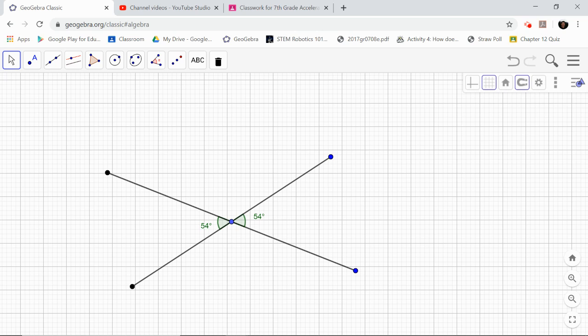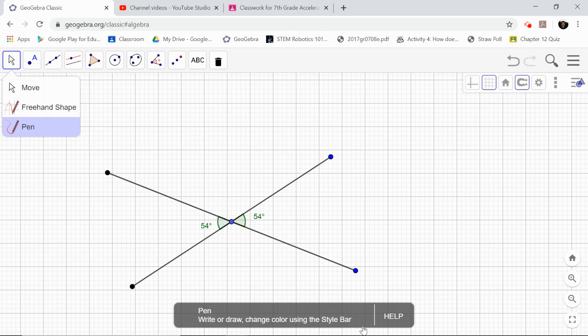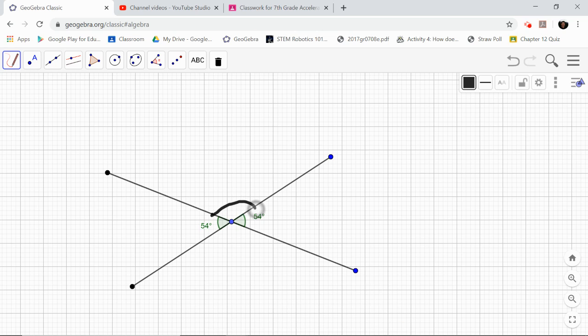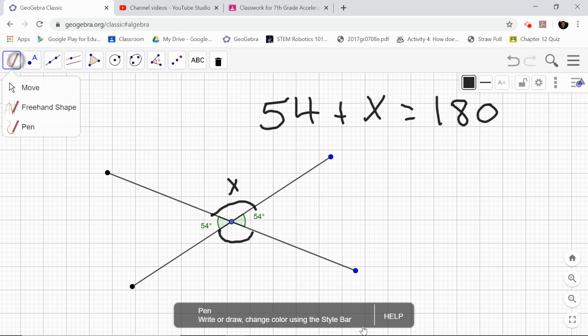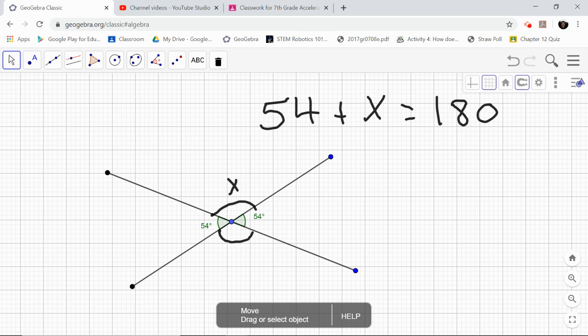They have the same measurement. And, knowing what we know about supplementary angles, we could also find this angle right here. Let's call this angle X. I know that 54 plus X has to be equal to 180, and we could easily solve for X. That would be the same as this angle here, because these are vertical angles. So anytime you have crossing lines and you have one angle, you can use that information to solve for all the other angles.